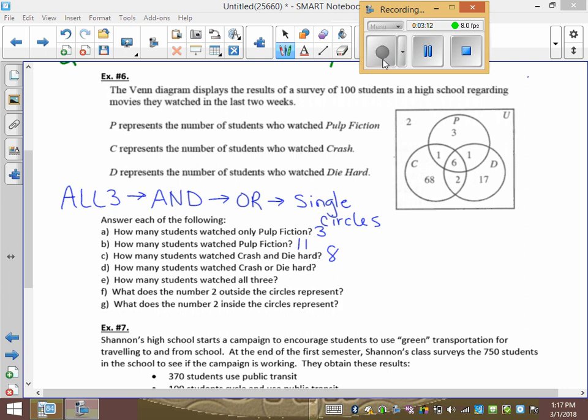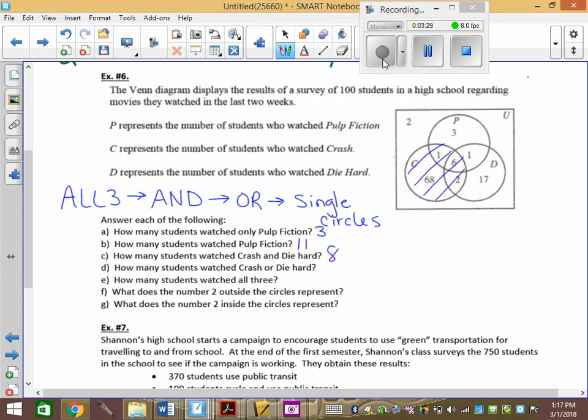8? It's just Crash and Die Hard. Where do they overlap? The Crash and the Die Hard circle, where do they overlap? Like if I shaded both of them, where would the double shading be? Remember and is double shading? So if I shaded Crash and I shaded Die Hard, this shading represents what? If I don't erase anything, what does that represent? Or.